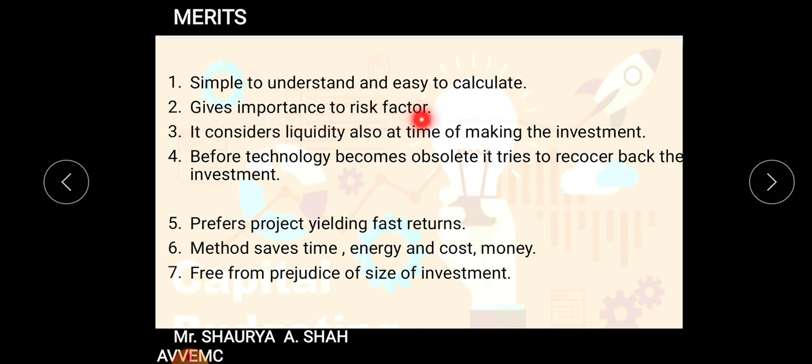The second is that it gives importance to the risk factor. How does it give importance to the risk factor? It gives importance by selecting the project with the shortest payback period.